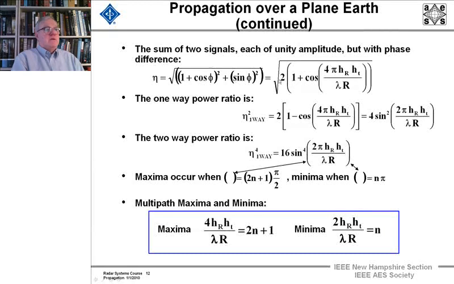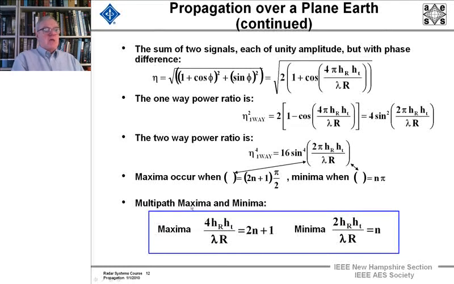Just doing trigonometry, the one-way power ratio is this. Just doing trigonometry, 1 minus cosine theta is 2 sine squared of theta over 2. And the two-way power ratio is the one-way power ratio, and the two-way becomes that quantity squared. Now we can look at this one-way power ratio, and we'll get maxima when this quantity is (2n plus 1) times pi over 2, and minima when it's equal to pi times an integer.